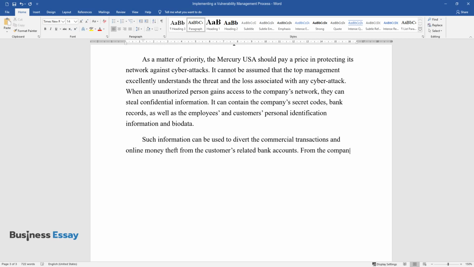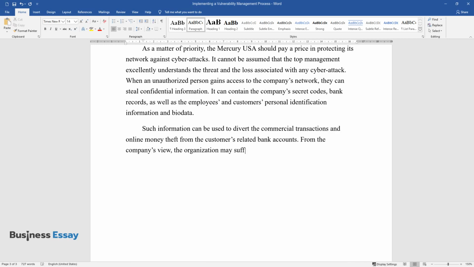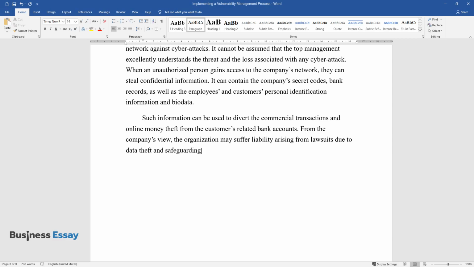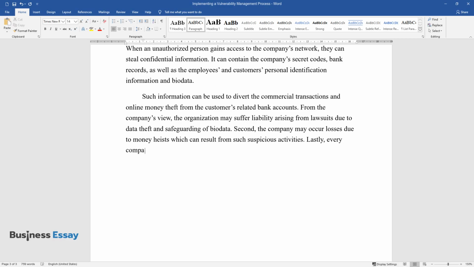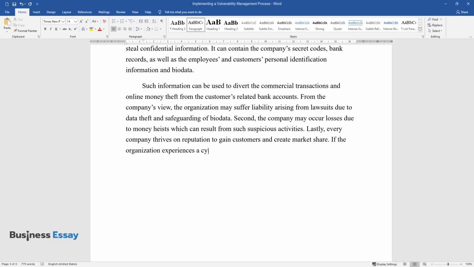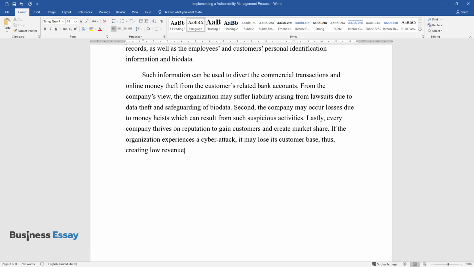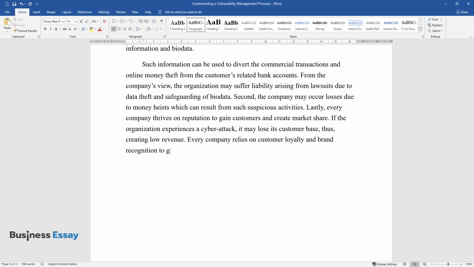From the company's view, the organization may suffer liability arising from lawsuits due to data theft and safeguarding of biodata. Second, the company may incur losses due to money heists which can result from such suspicious activities. Lastly, every company thrives on reputation to gain customers and create market share. If the organization experiences a cyber attack, it may lose its customer base, thus creating low revenue. Every company relies on customer loyalty and brand recognition to grow its profit.